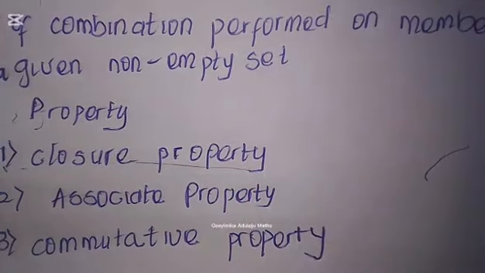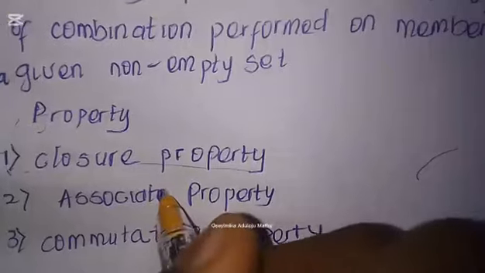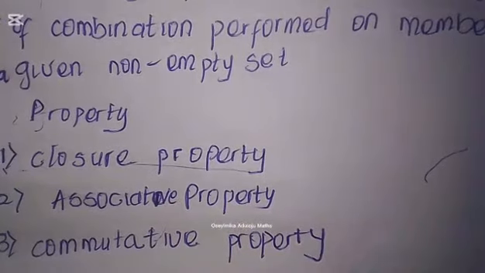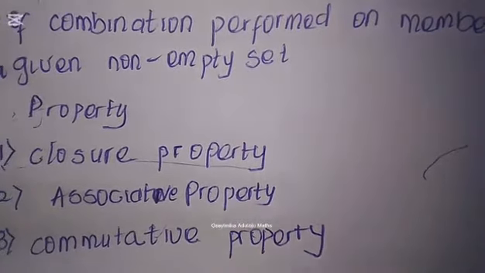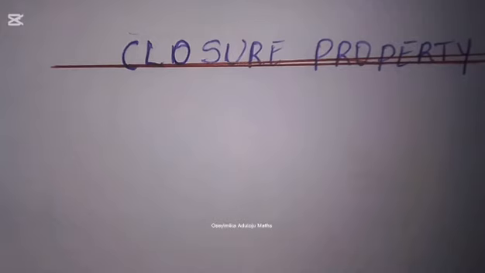In our next video, we'll treat the associative property and commutative property. So the first property is closure property. So I'm going to be talking on closure property.